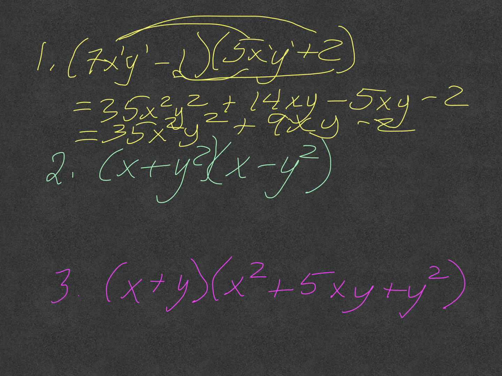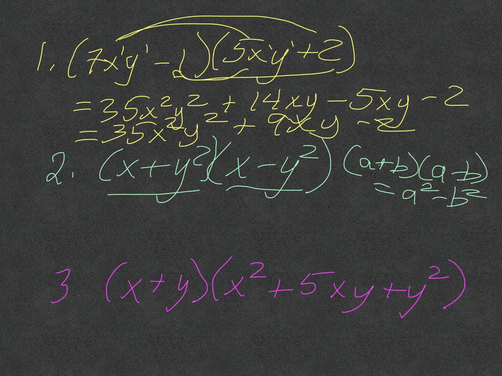All right, problem number 2. If you look at this, this is a difference of squares. This is a plus b times a minus b. And so the result is a squared minus b squared. If you saw that, then you could have just written the answer as x squared minus y to the 4th. A squared minus b squared.